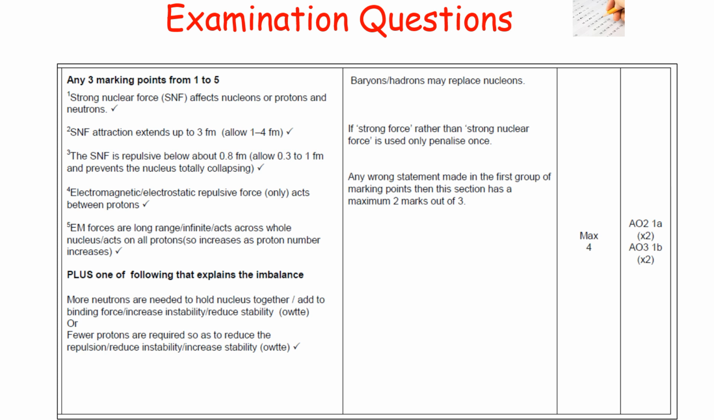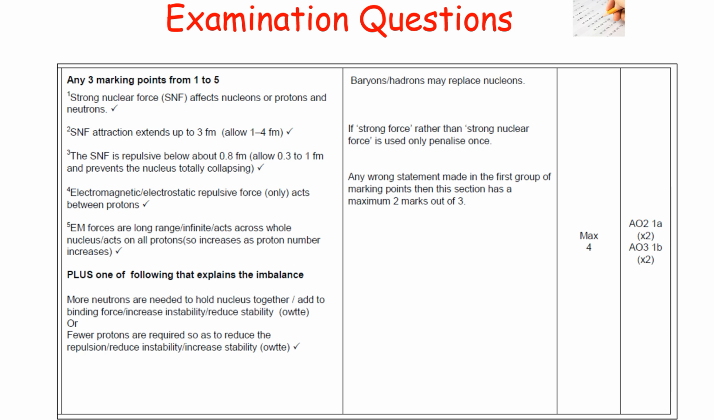Now your strong nuclear force has an attraction up to about 3 or 4 femtometers, but it's repulsive below about 0.8 femtometer. Now, electromagnetic repulsion will only act between the protons because they're charged and the neutrons are not. But the electromagnetic force has an infinite range and acts across the whole nucleus.